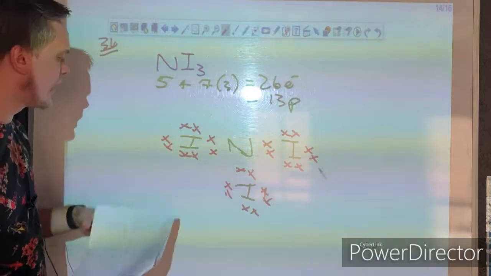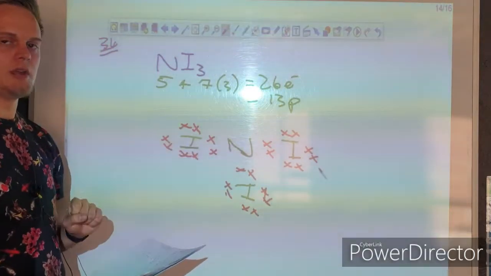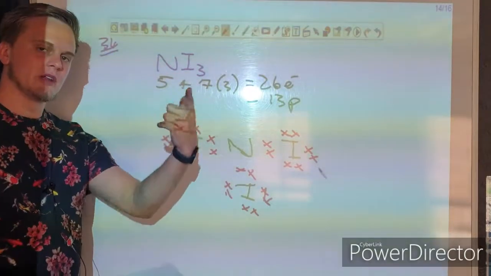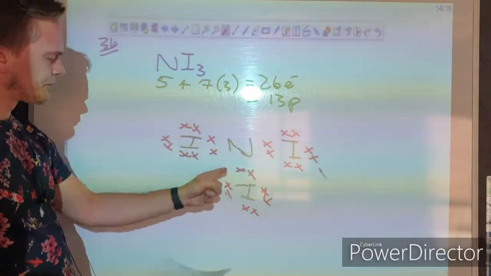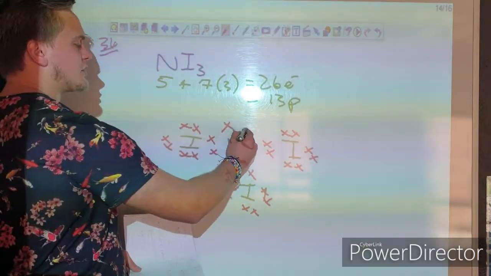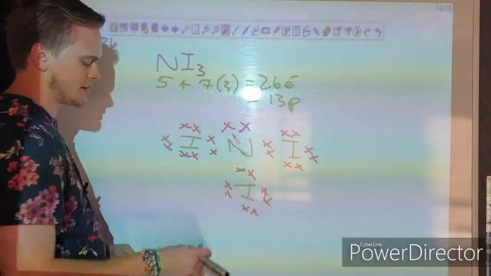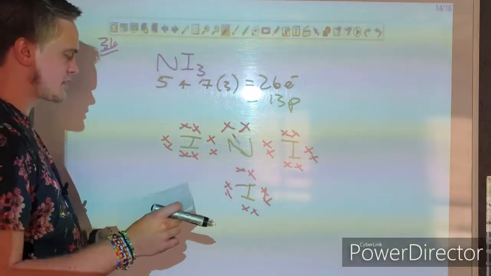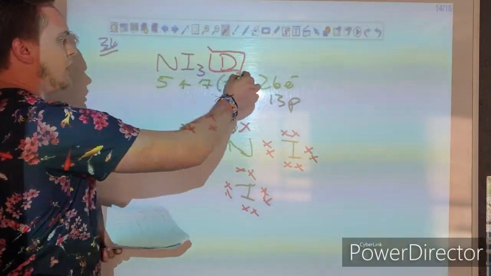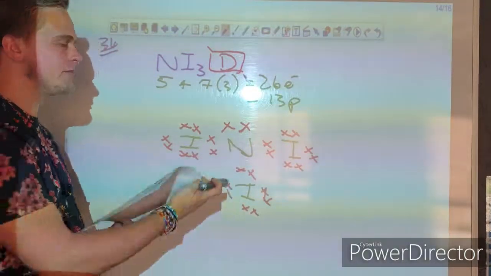So all the outside elements are happy, but remember, elements bond so that they will fill the octet. Nitrogen is not happy yet, but we have one extra pair left, so it goes on that one. So the correct Lewis structure for NI3 will be Lewis structure D.